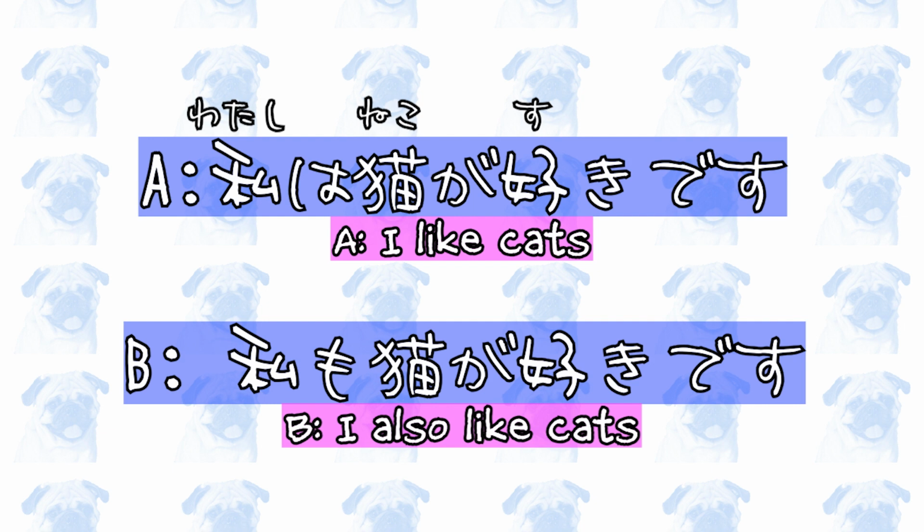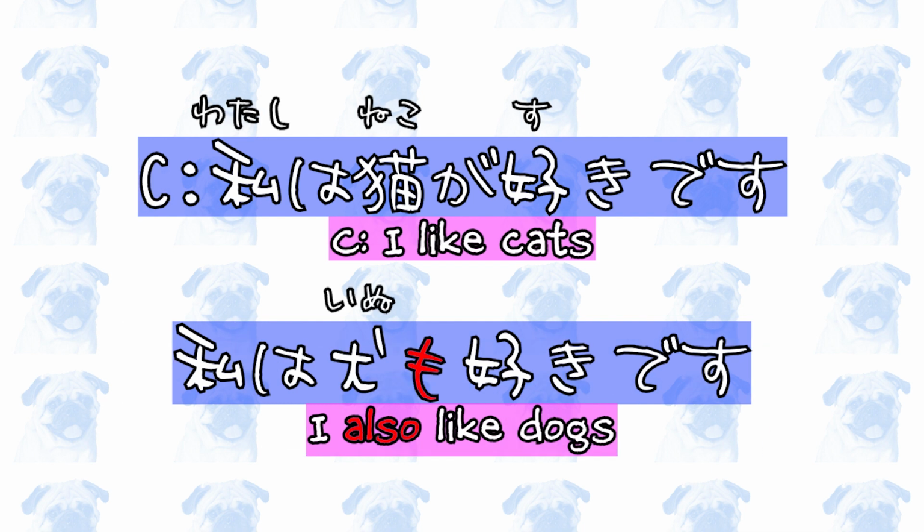The second sentence says that person B also likes cats, as indicated by the particle も after 私。C. 私は猫が好きです。私は犬も好きです。This time, person C utters two sentences. The first sentence says that C likes cats, and the second sentence says that C likes dogs as well. So C likes cats as well as dogs.